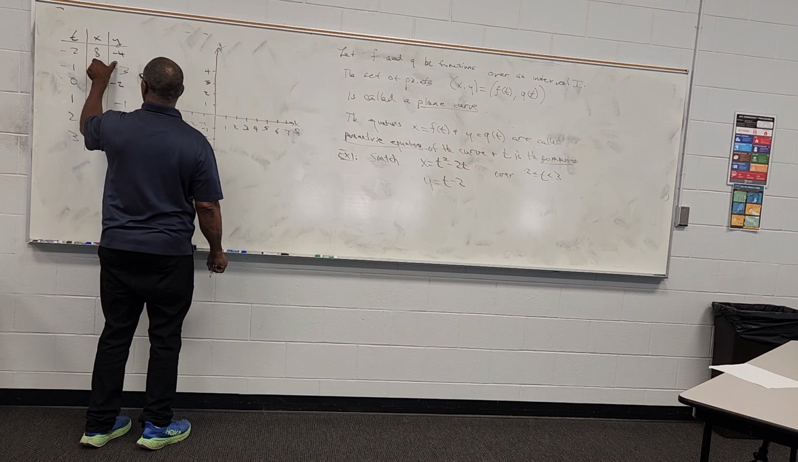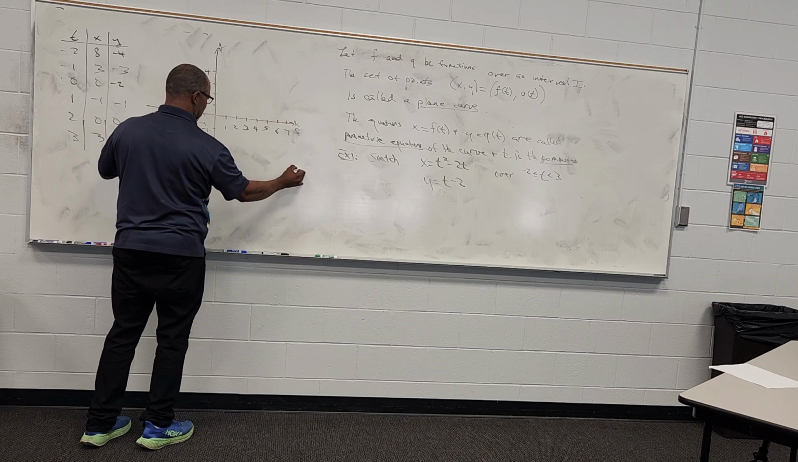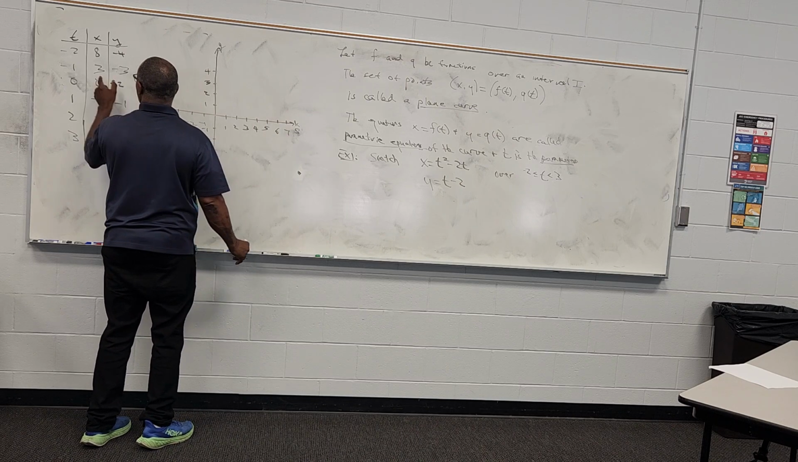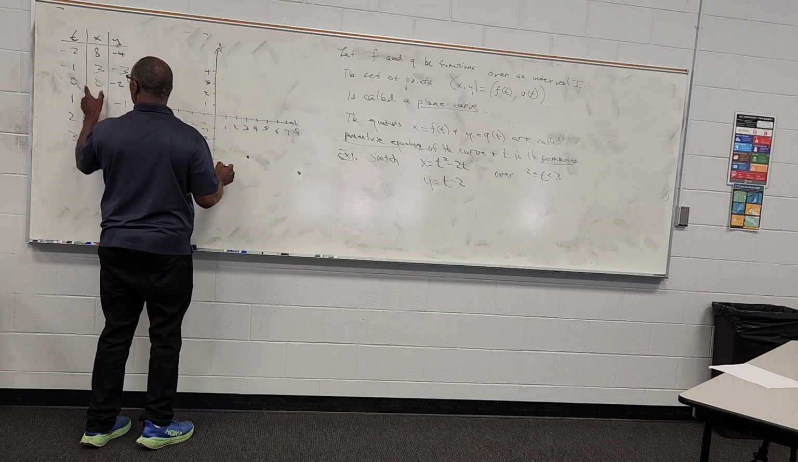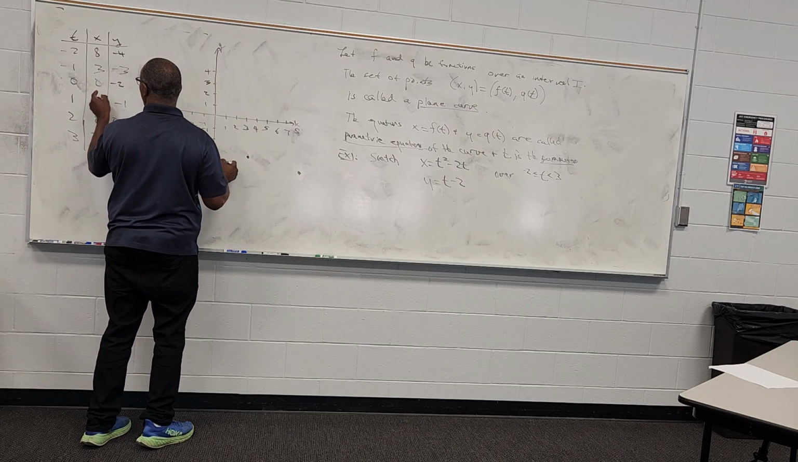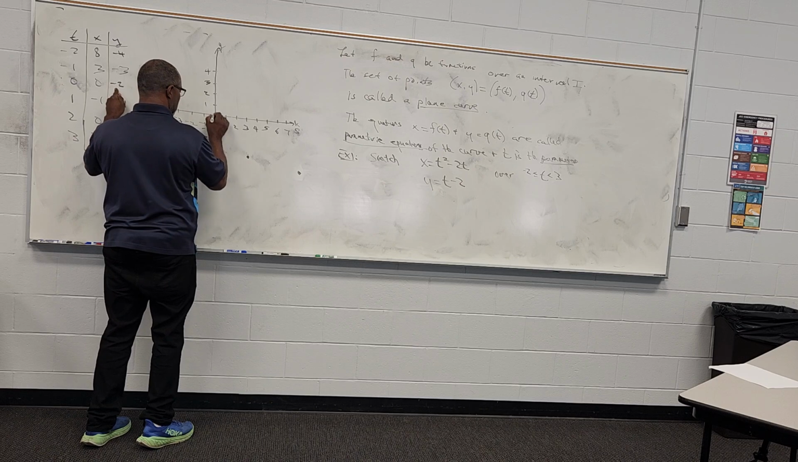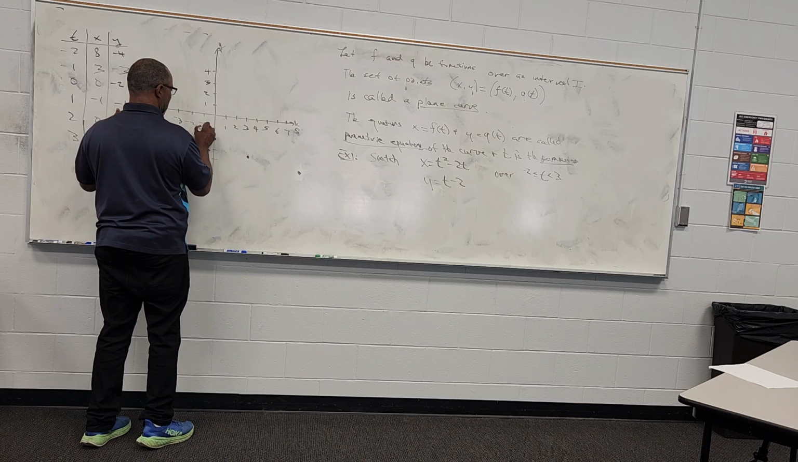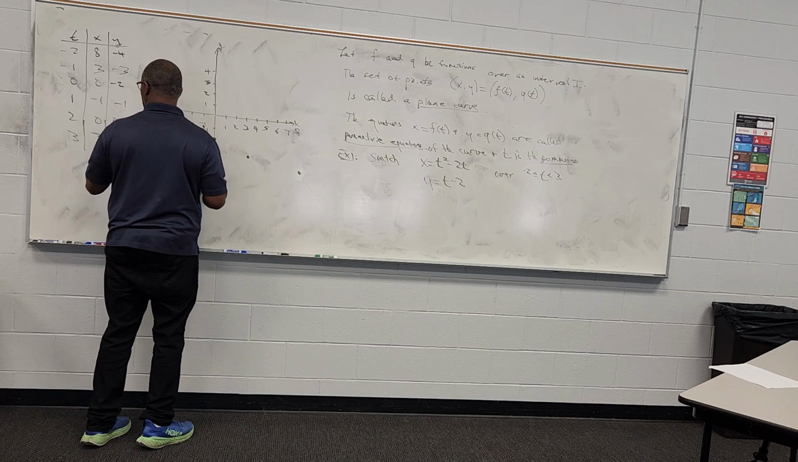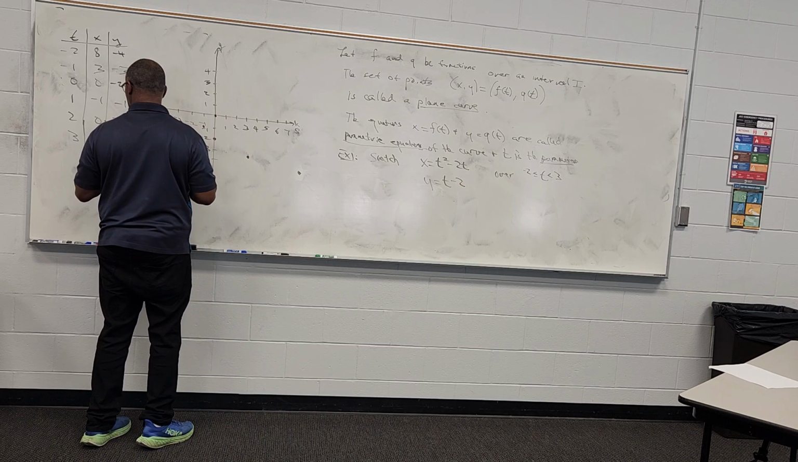Okay? So 8 comma negative 4, right here. 3, negative 3, I go over 3, negative 3, right here. 0, negative 2. All I'm doing is the x and y coordinates. x is 0, y is negative 2. That's right here. Negative 1, negative 1, right here. 0, 0, right here. 3, 1.